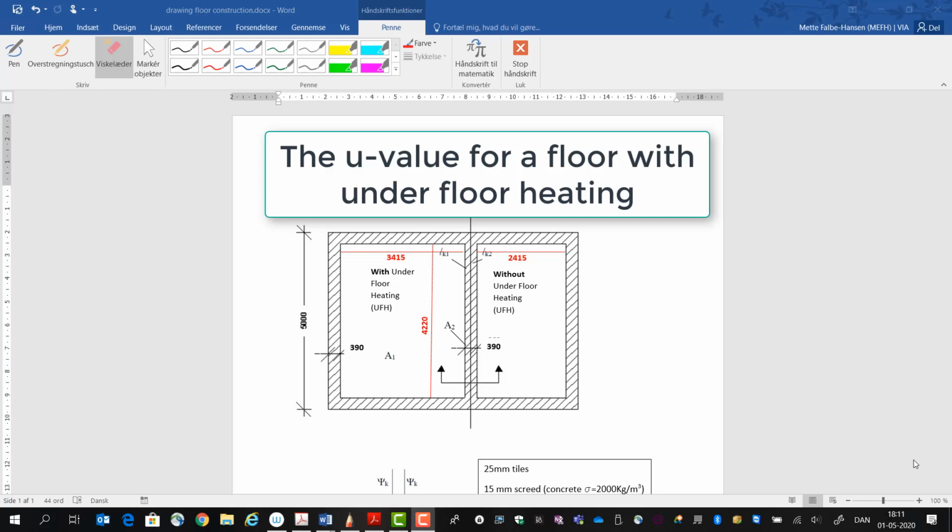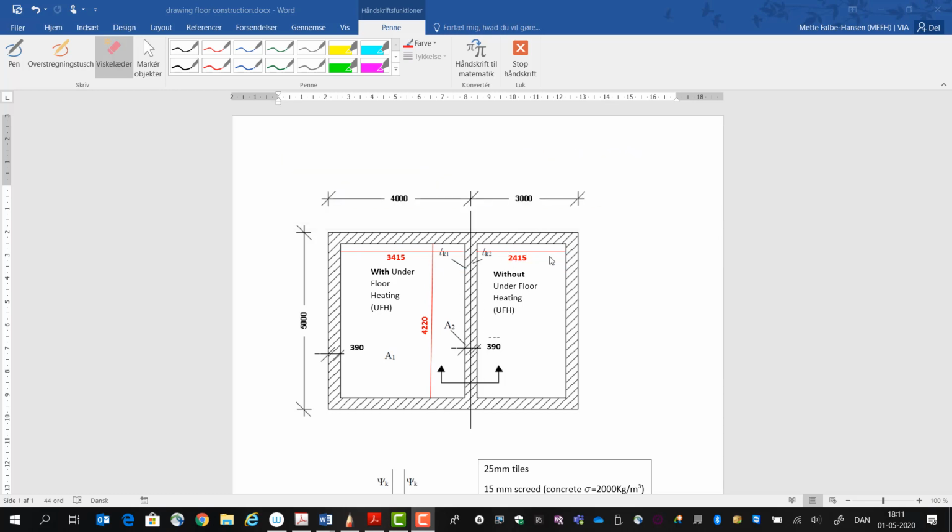Hello, in this video I will show how to calculate a U-value for a ground supported floor with underfloor heating. In this floor we have a part with underfloor heating and a part without underfloor heating. We don't combine these two. We calculate the U-value for the part with underfloor heating, and then we have another calculation without underfloor heating. So now we're just looking at this part here.